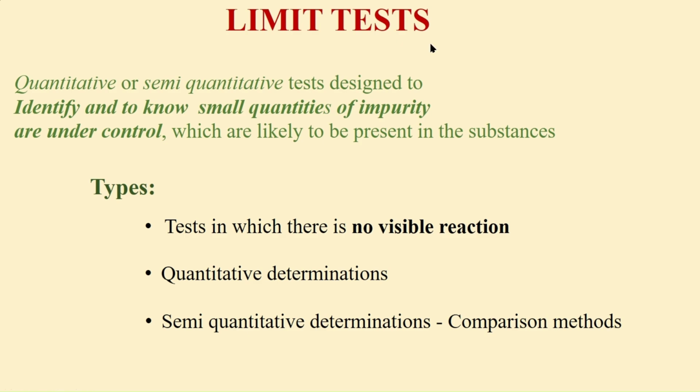In the limit test, we use a standard solution and we make the reaction occur, which can produce a particular type of precipitate, or it gives coloration, and the amount of precipitate that is formed or the intensity of the color that it gives indicates the amount of the impurity that can be present in the pharmaceutical product. That's why we are comparing with the standard solution. That's why they are also called comparison methods.